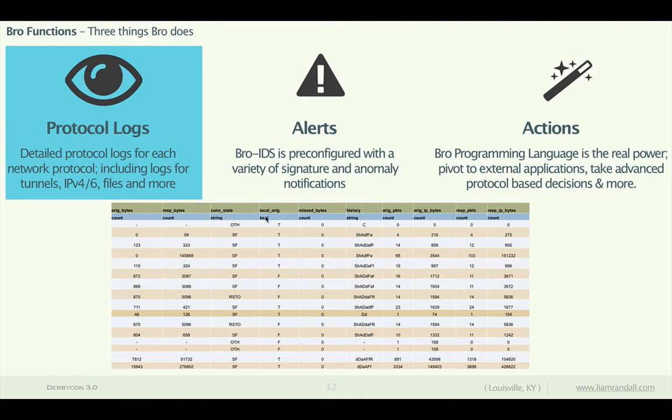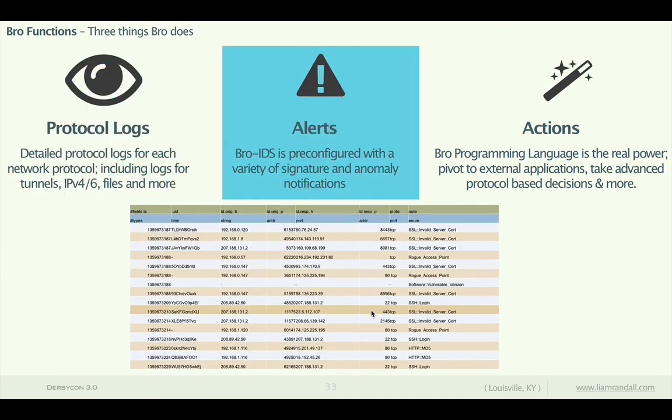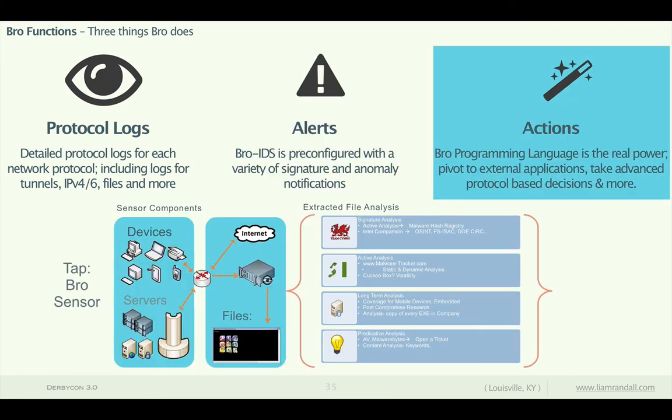Count is the Bro word for integer. So you know that everything in this column, if you want to access it using the Bro programming language, is always going to be an integer. This is always going to be a string. And so Bro will alert you to things. Bro IDS comes pre-configured with a variety of signatures and anomaly notifications, and we can look into more on that later. And then there's the most exciting part about Bro, which is that programming language.